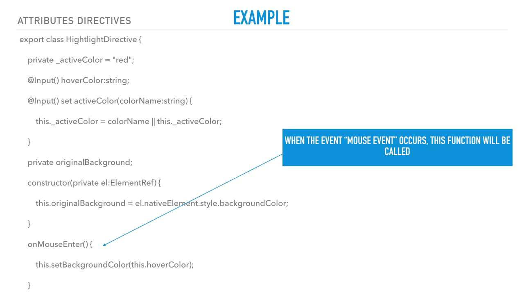Then we have the events. This is the event listener for when we put the mouse enter inside our directive. And also in the constructor, you can take a look that we are injecting the ElementRef. So this is going to be the DOM element to which we attach this directive. In this example, the el is going to be the div, and we can access through el.nativeElement.style.backgroundColor. With this, we can get the background color of our div, for example.